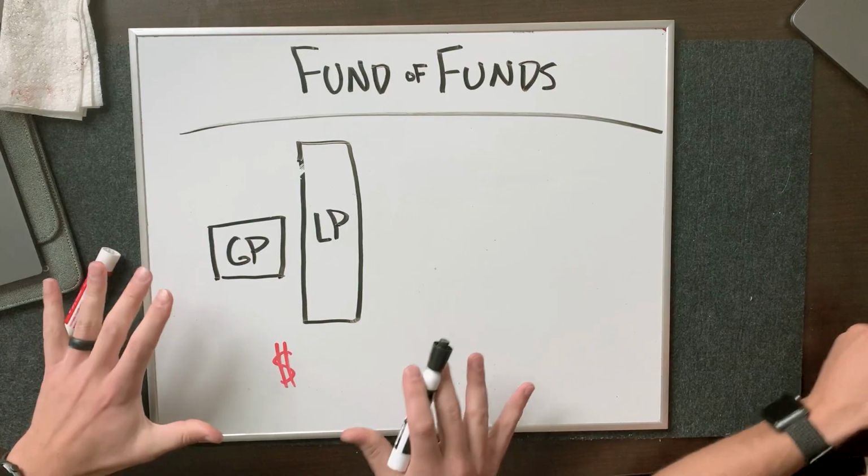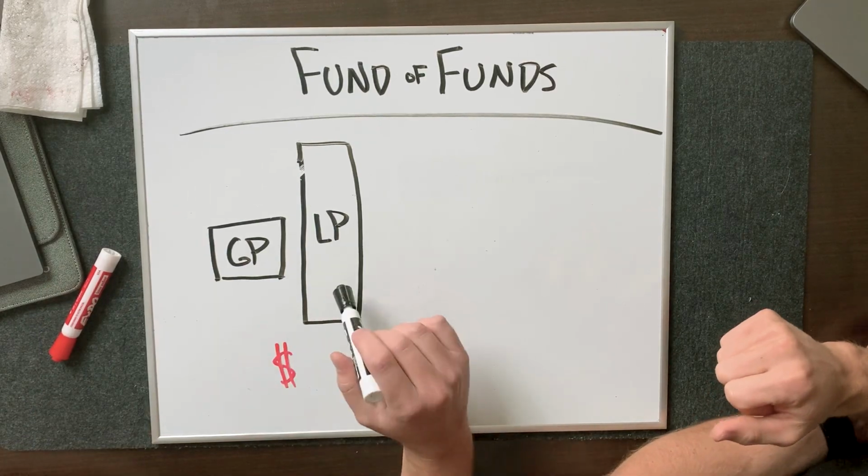So Lincoln, talk to us first, high level. What is fund of funds? What are we talking about here? Yep. So you guys have seen this before, right? Your general partnership and your limited partnership. And if you haven't seen this, go check out our other videos.